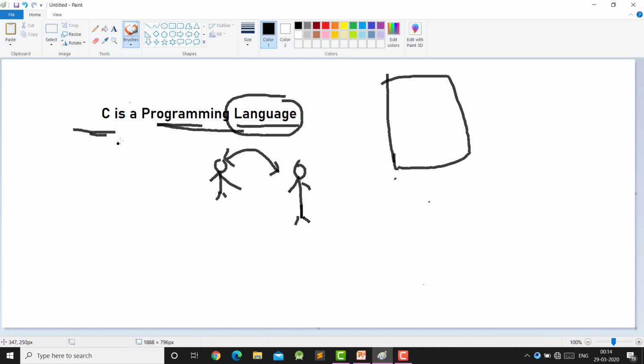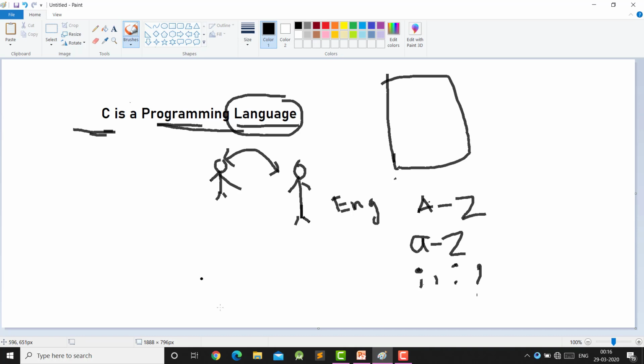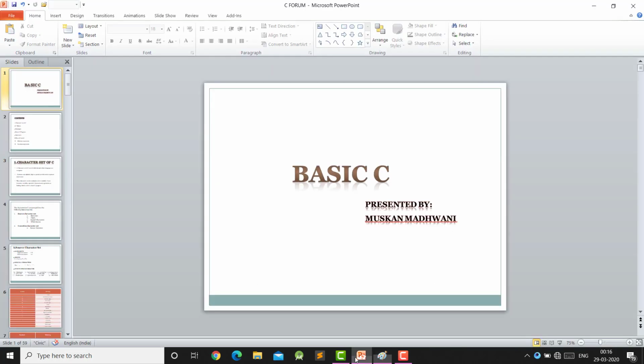Now, as I told you, C is a language. Every language has its character set. For example, English is a language. English has its own character set, that is alphabets from capital A to capital Z and small a to small z. It also contains some special symbols like semicolon, comma, colon, question marks, and many more. Now, as we are learning C, we will be learning about the C character set first.